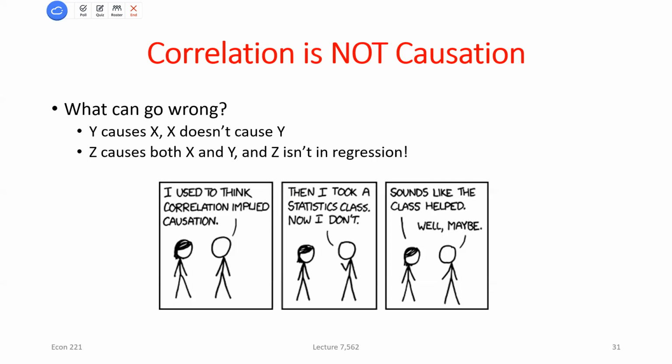So I used to think correlation implied causation, then I took a statistics class. Now I don't. Sounds like the class helped. Well, maybe, right? Because maybe it was the fact that I was already of a higher intellect that I took the statistics class, and maybe that higher intellect would allow me to understand that difference, right?